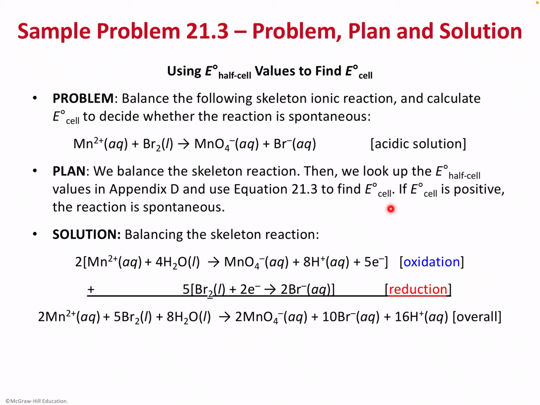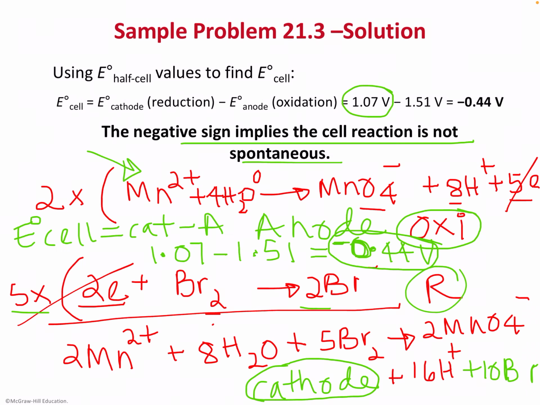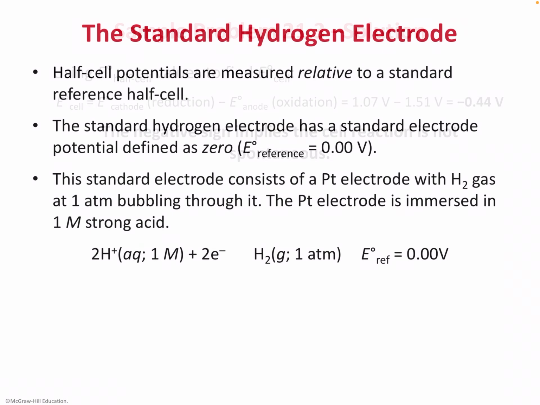And then if E-naught cell is positive, then the reaction is spontaneous. But we find our anode and the cathode, and we put it into our equation. E-naught cell equals E-naught cathode minus E-naught anode. Cathode, bromine becoming bromide, is 1.07. The other one, 1.51. We have to subtract. So it came to be negative 0.44. This reaction is not spontaneous. Okay. All right.